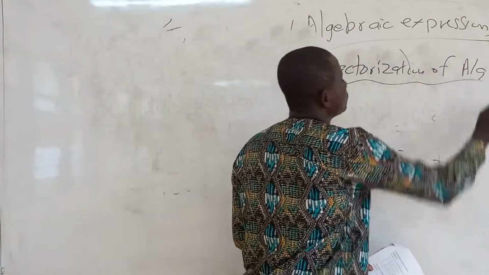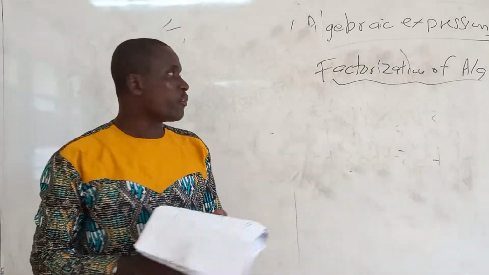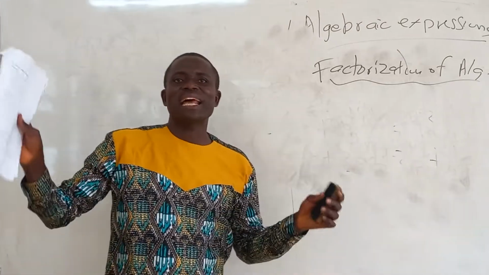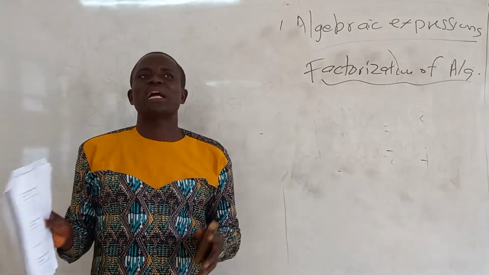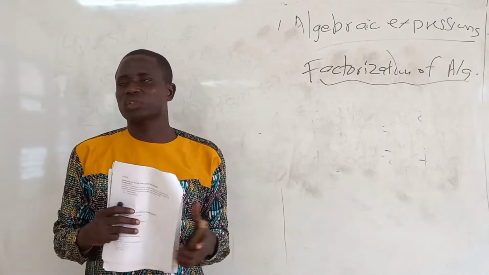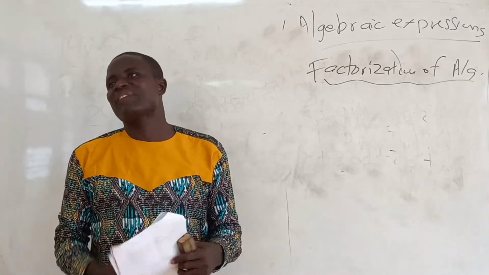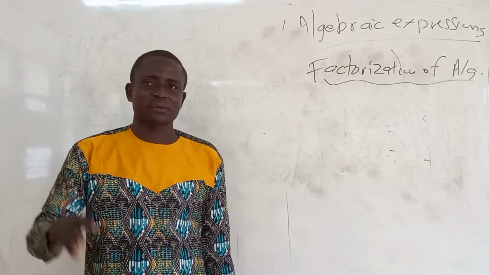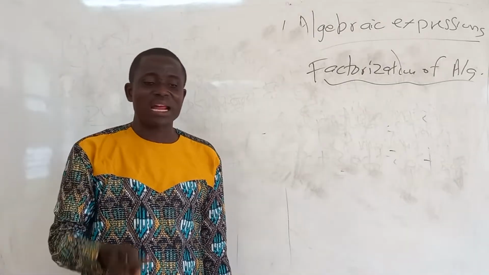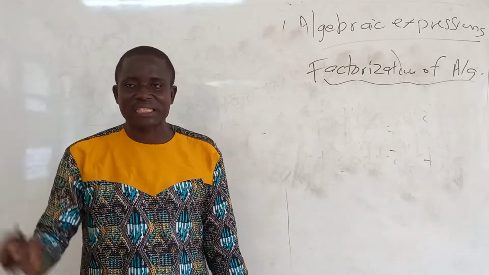When we say you want to factorize something, what does that mean? It means the thing has been integrated and you want to actually break it into factors, into various parts. It's just like if I'm having 20 and I want to break it into factors, then it's going to be 1, 2, 4, 5, 10, and 20.